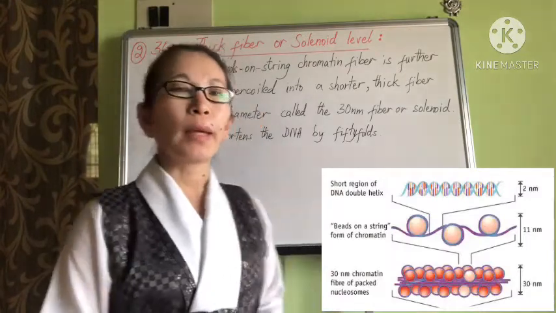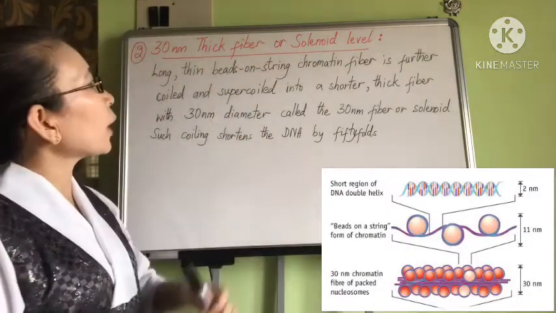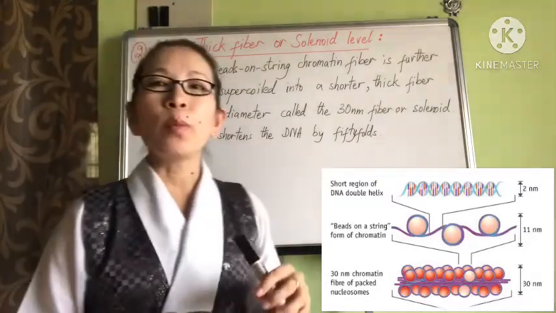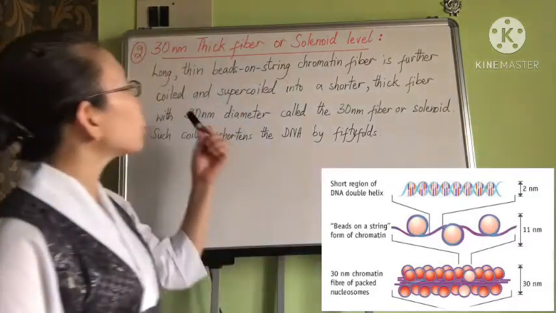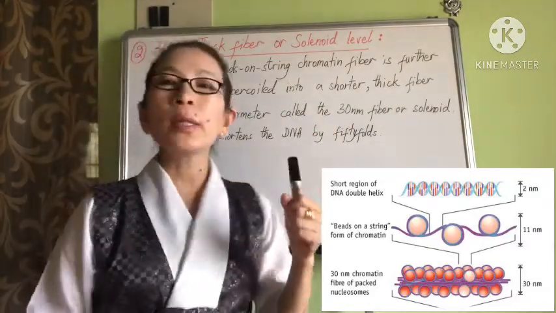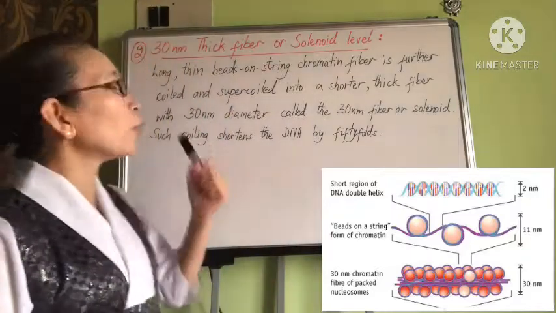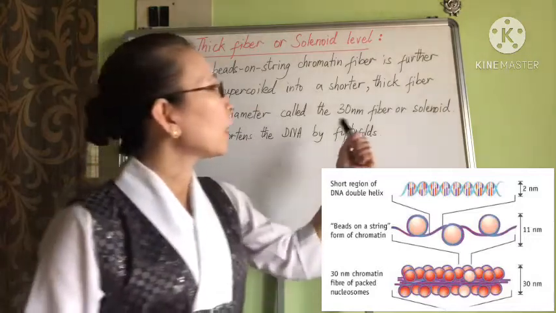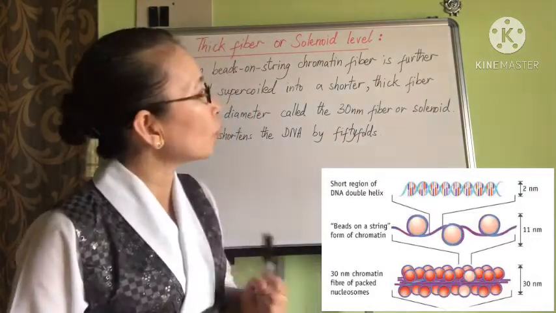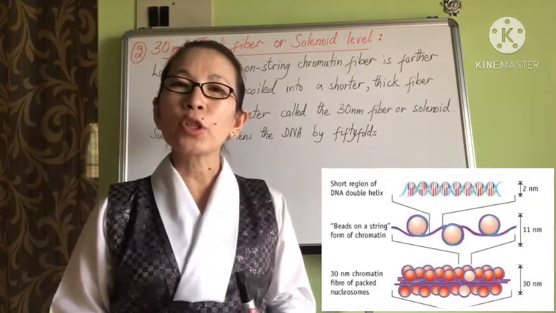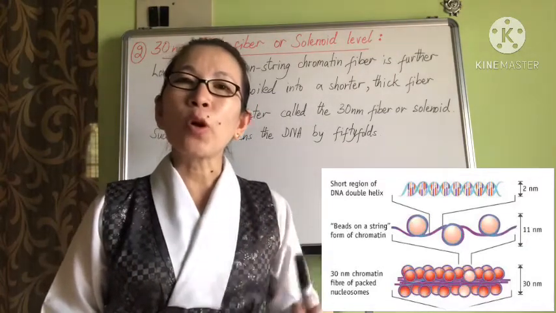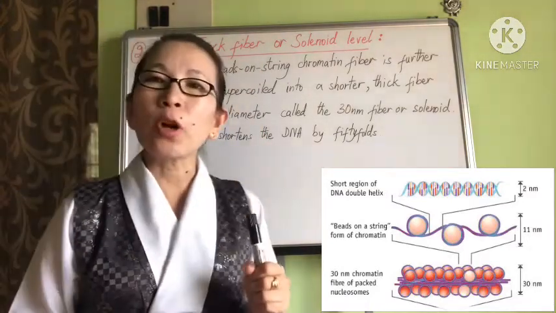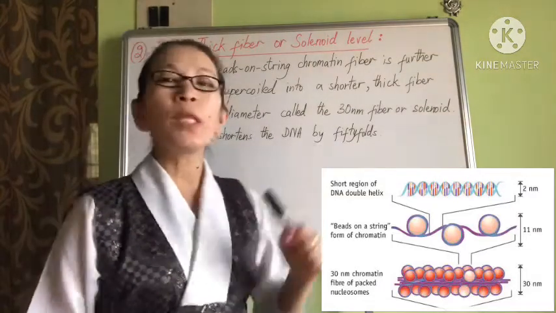At the next level of DNA packaging, known as the 30 nanometer thick fiber or solenoid level, the long thin beads-on-string chromatin fiber is further coiled and supercoiled into a shorter, thick fiber with a 30 nanometer diameter, and hence such a fiber is referred to as the 30 nanometer thick fiber, or sometimes called a solenoid. Such rounds of repeated coiling and supercoiling have resulted in further shortening of the DNA by 50 folds.